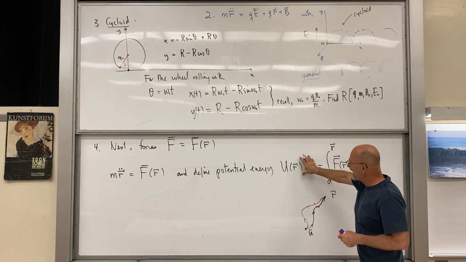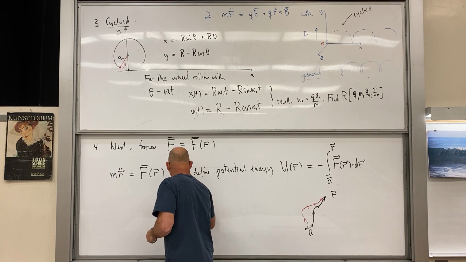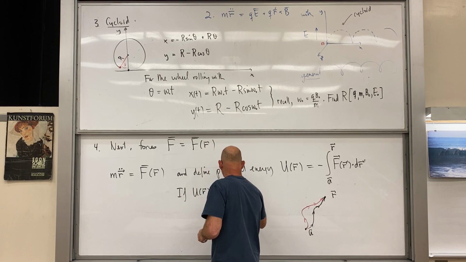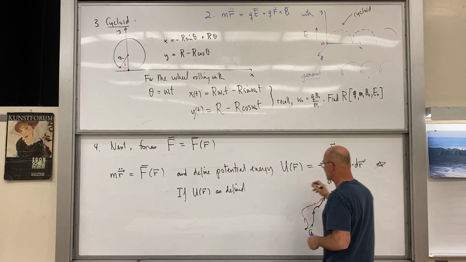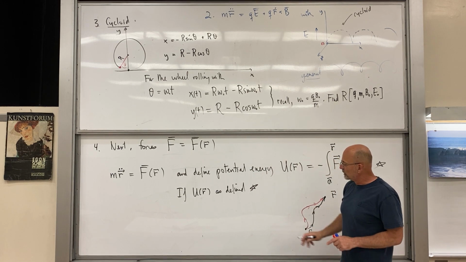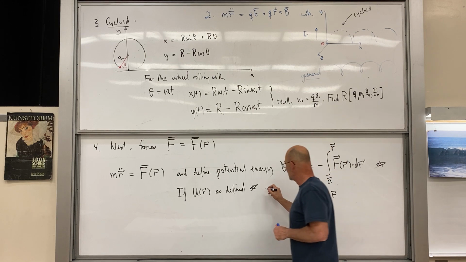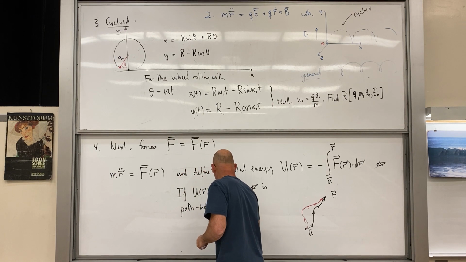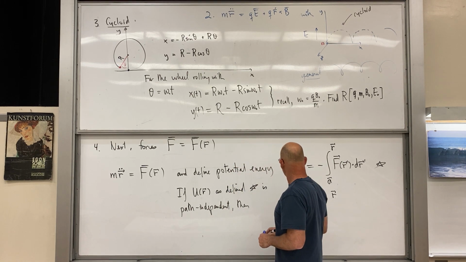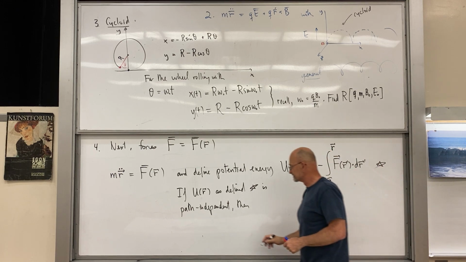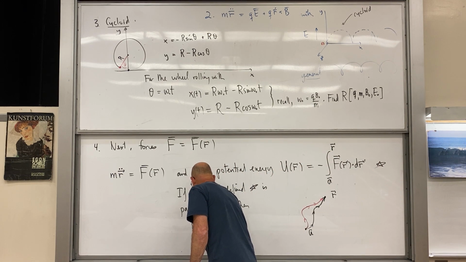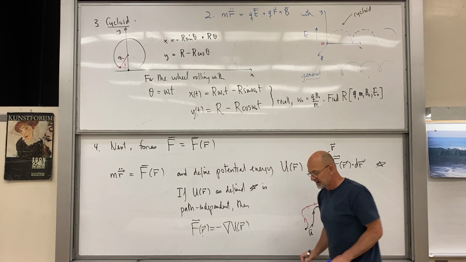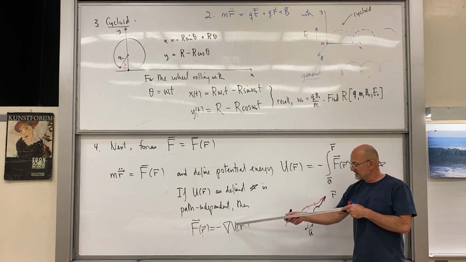And what we have, if U of R as defined right here by equation star, if that's uniquely defined so that it's independent of the path taken, path independent, then what we have from this object here, F of R is equal to minus the gradient of U of R. So we have to get into some vector calculus on account of this as well.